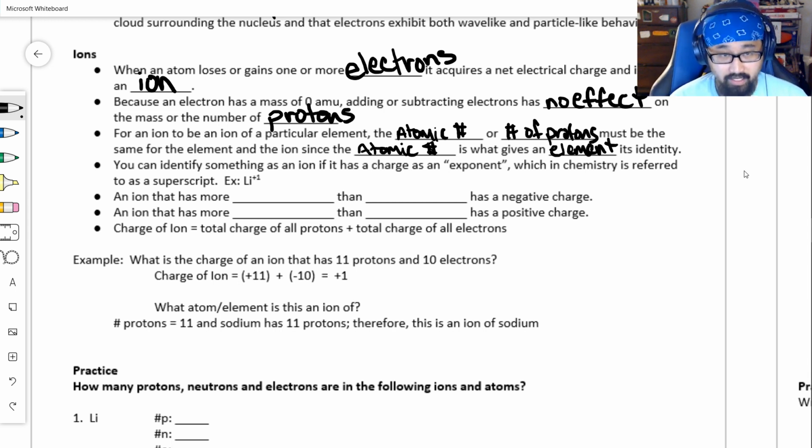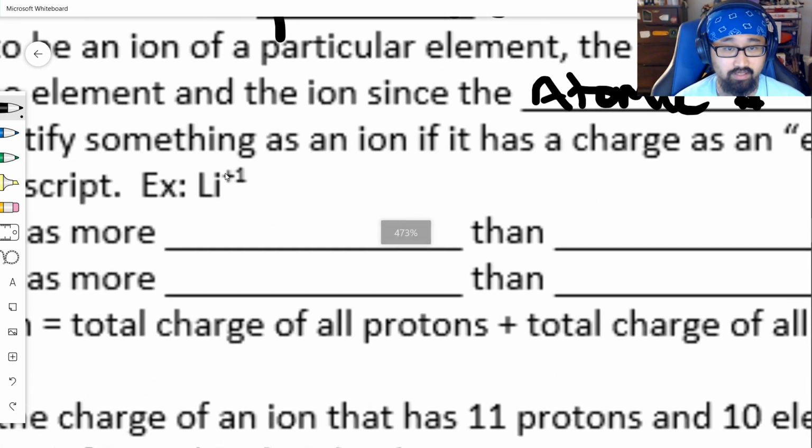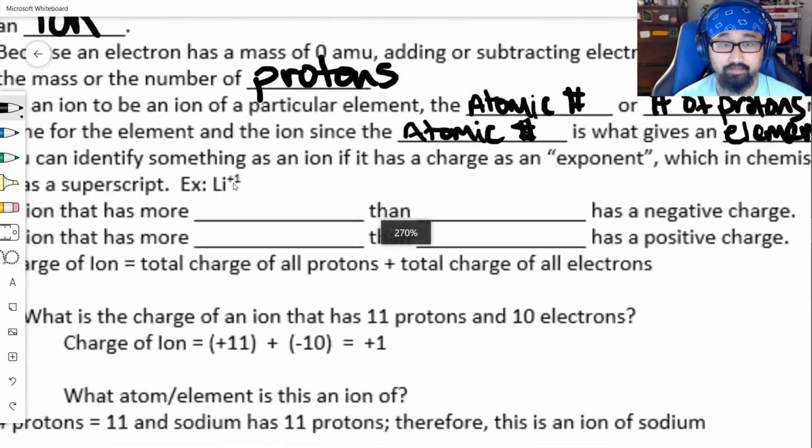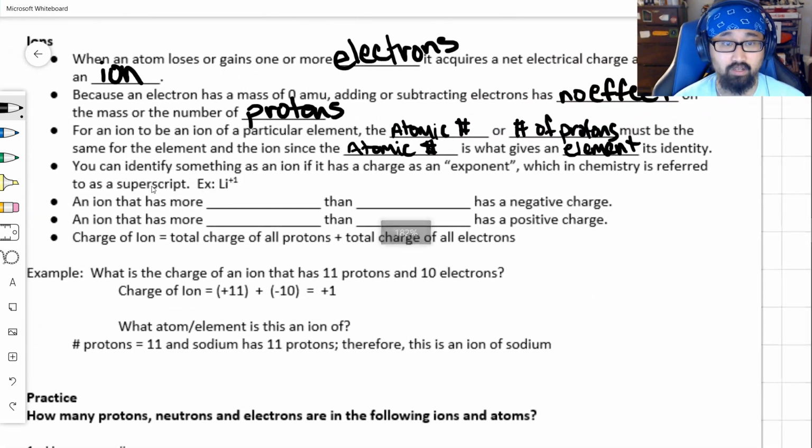So an ion of carbon would have the same number of protons. It would still have six protons for carbon, but it would have a different number of electrons. You can tell when something is an ion when it has a charge as an exponent. You should notice exponents in quotation marks. In chemistry, we call it a superscript. So if I zoom way in, right here, see this lithium +1. Up in that top corner, this +1 represents the charge of the ion. So the charge is written as what we call a superscript.